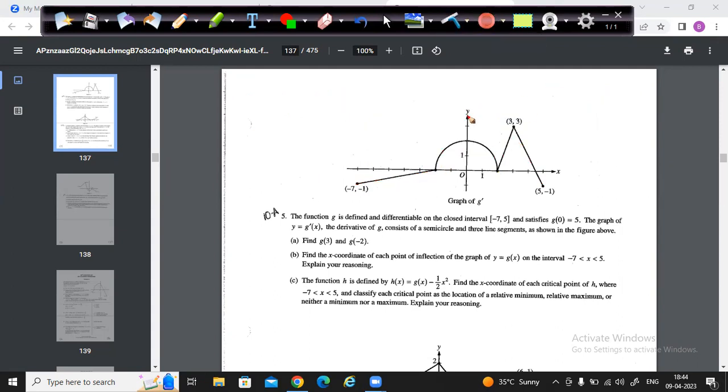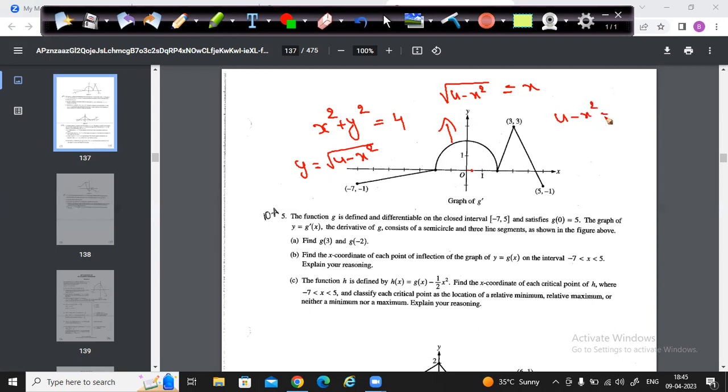What is the equation of the semicircle? The equation of the circle is x square plus y square is equal to 4, 2 square, which is 4. So the equation of the semicircle is y is equal to square root of 4 minus x square. Correct, right? So I need to see if square root of 4 minus x square can become equal to x.